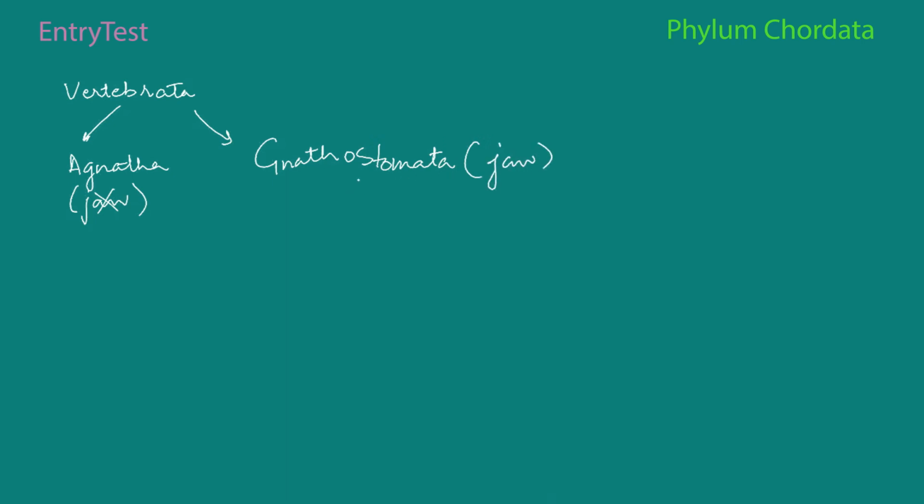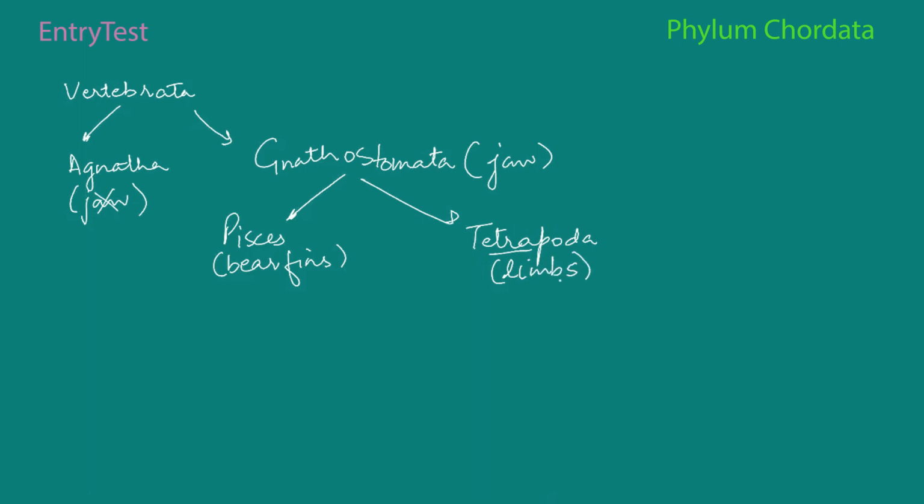Now this is further divided into two superclasses. One is Pisces. That means those organisms that have fins. And the other one is Tetrapoda. They don't have fins, but they have limbs. And as the name suggests, tetra means 4, so usually they have 4 limbs or 2 pairs of limbs. Now each one of these 3 components has certain classes under them. For instance, Agnatha has the class Cyclostomata, and this is what we've already covered in the previous video.